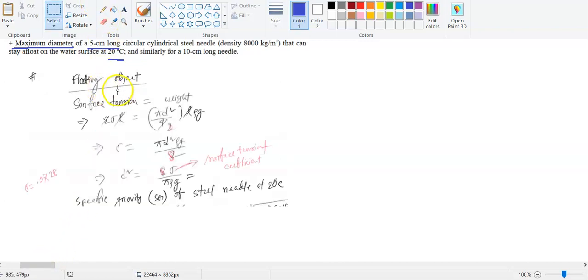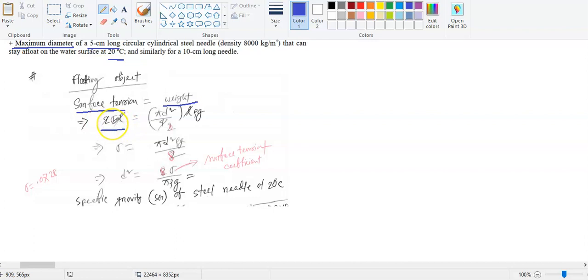So any falling object can float if the surface tension force is equal to the weight of the object. You know what I mean? If the surface tension force is equal to the weight of the object, then only it can float. So the surface tension force of this cylindrical steel needle is this, and this is the weight.